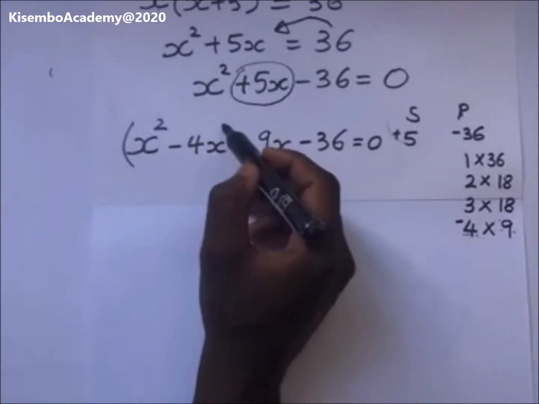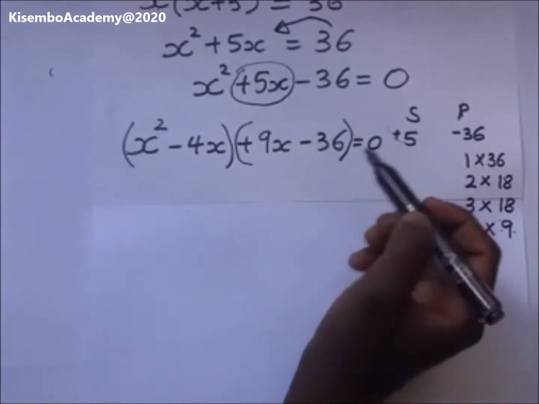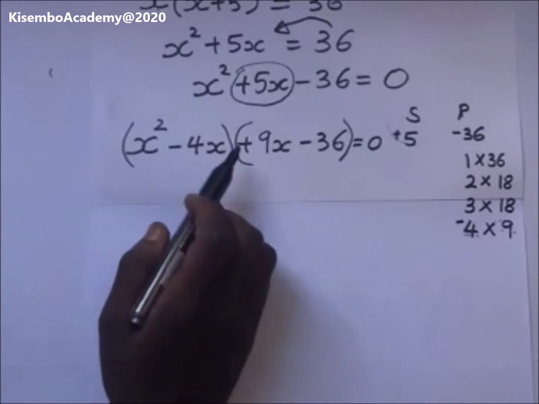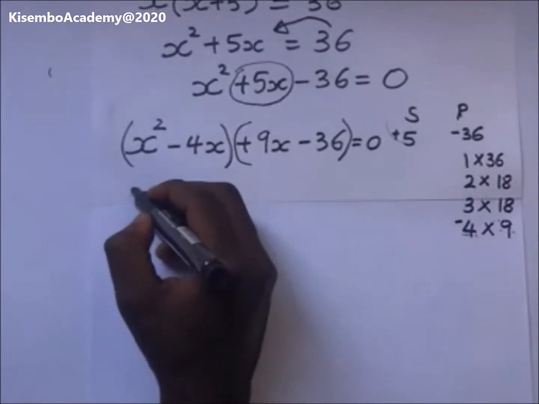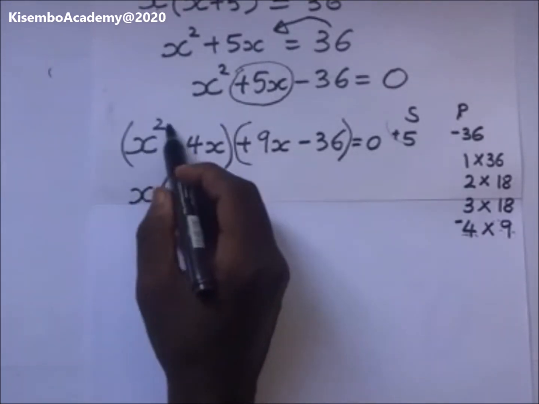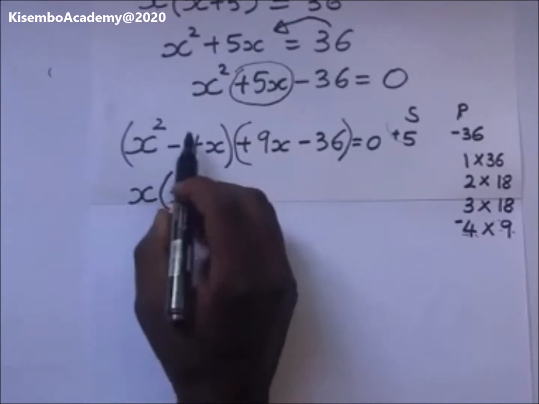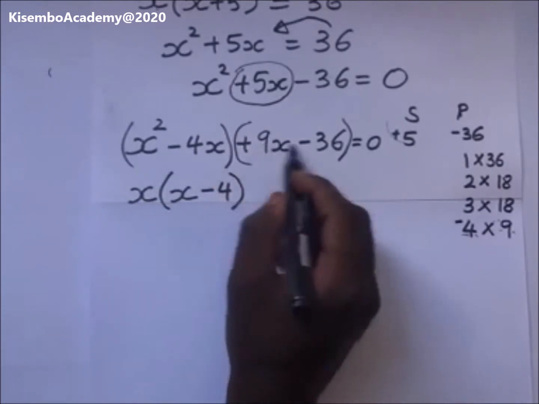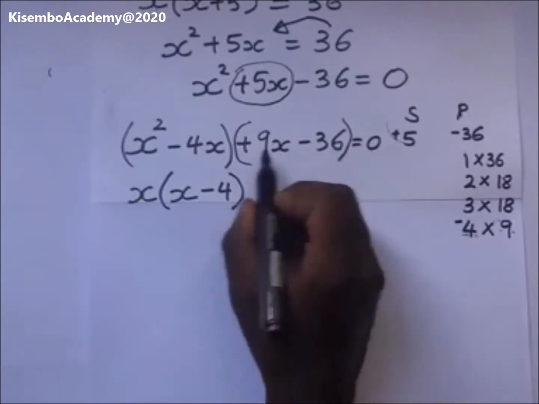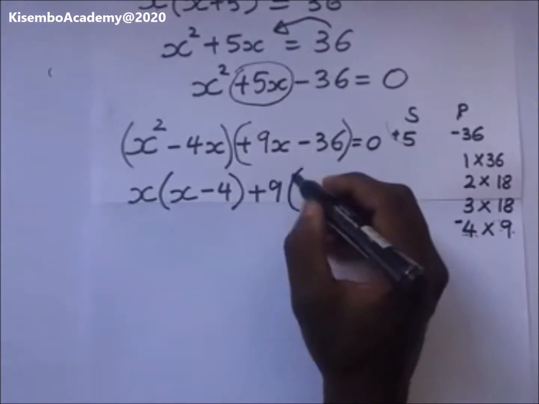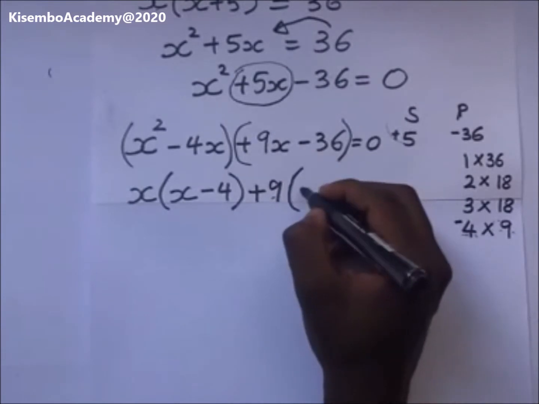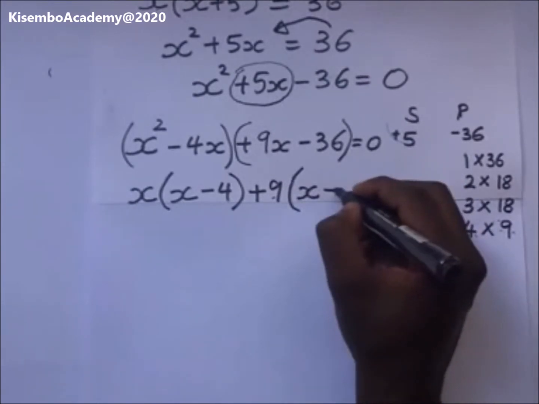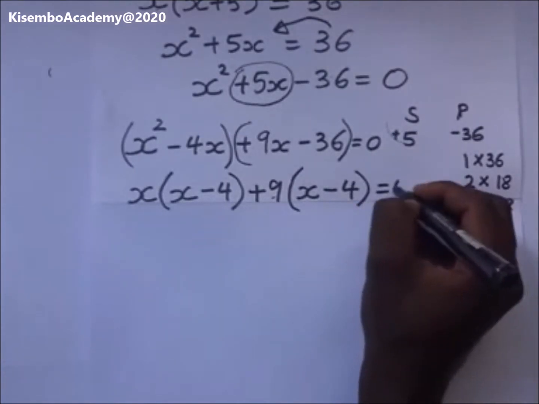So when we group this and that, we go ahead and factorize them. The common factor here is x, so it is x outside the brackets into x squared divided by x is x. Negative 4x divided by x is giving us minus 4. Then right here, the common factor will be 9. 9x divided by 9 is going to give us x. Then negative 36 divided by 9 will give us negative 4, is equal to 0.